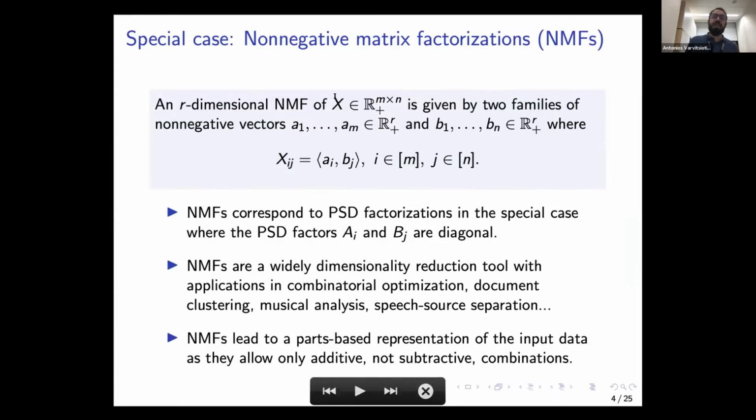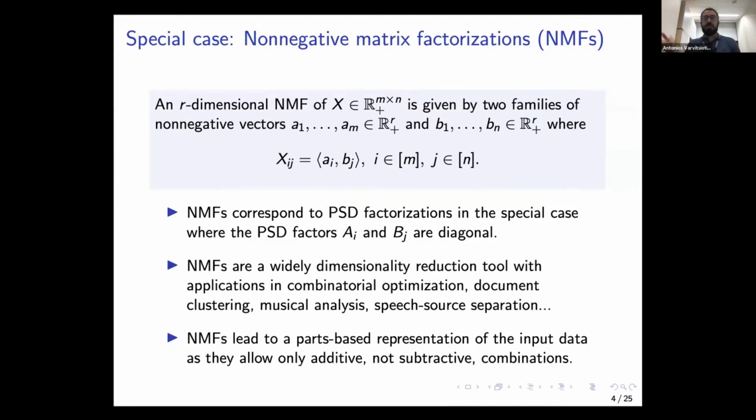We have a matrix X, which is entry-wise non-negative, and some user-specified parameter R. Before, we were trying to find PSD matrices that realize X. But in the context of NMF, we are trying to find R-dimensional, entry-wise non-negative vectors. We have the A's and the B's. The A's label the rows of X, and the B's label the columns of X. What we're asking of these vectors is that the AiBj entry of X is given by the inner product between Ai and Bj. So this is the NMF problem.